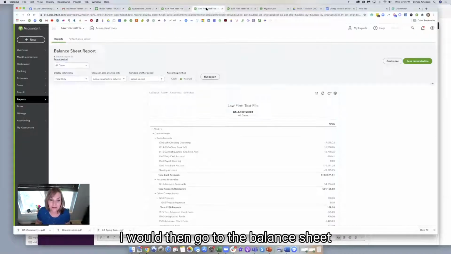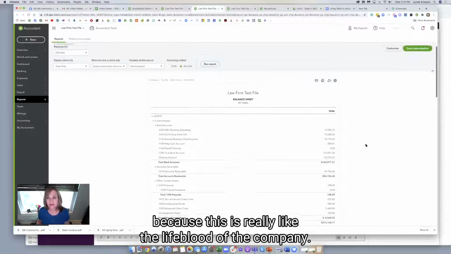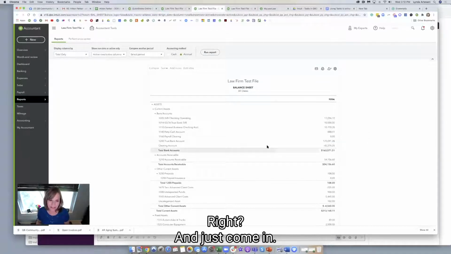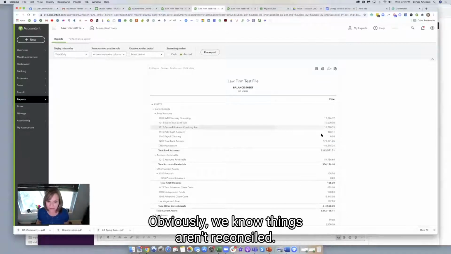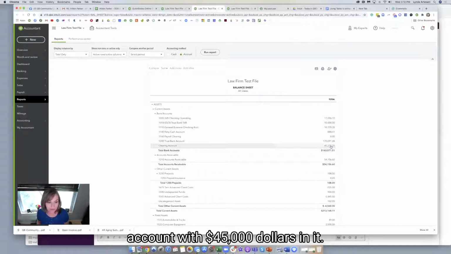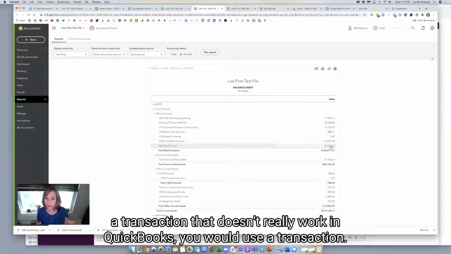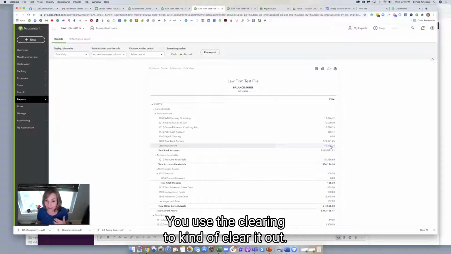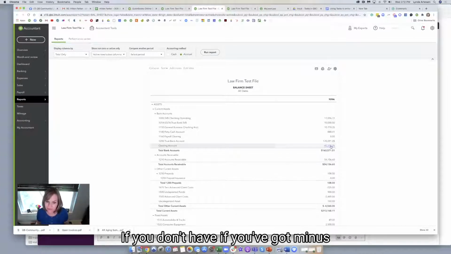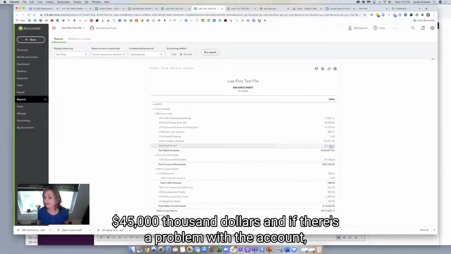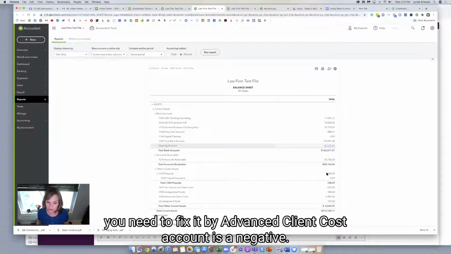I would then go to the balance sheet, because this is really like the lifeblood of the company, right? And just come in. Obviously, we know things aren't reconciled. It's something we have to do. We've got a clearing account with $45,000 in it. A clearing account is typically zero. If you have to do a transaction that doesn't really work in QuickBooks, you use the clearing account to clear it out. If you've got minus $45,000 in it, there's a problem with the account, and you need to fix it.